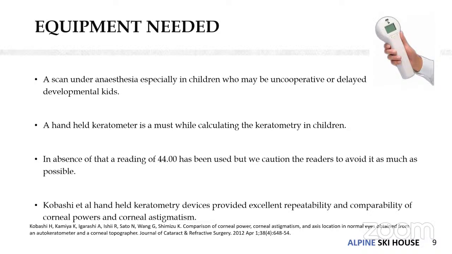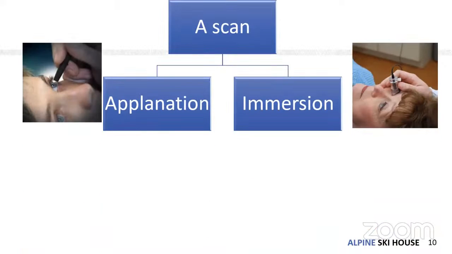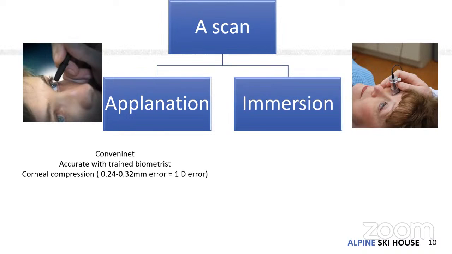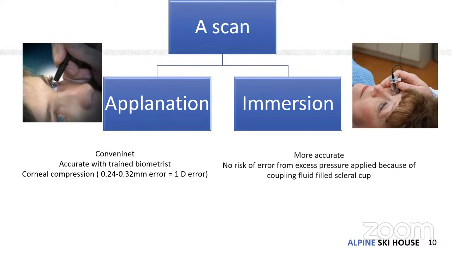Kobayashi et al. reported that the handheld keratometry device provides excellent repeatability and comparability of the corneal power and corneal astigmatism. So we can use an A scan. The applanation is conventional. It is accurate with trained biometrists, but there is corneal compression. So contact applanation may have an error of around one diopter, and immersion is more accurate.